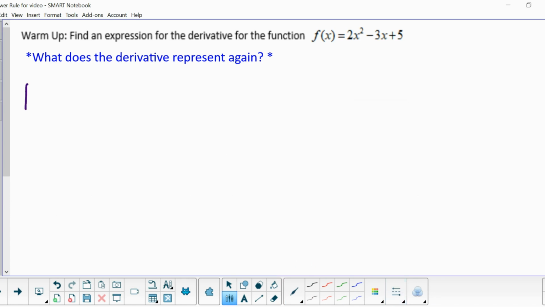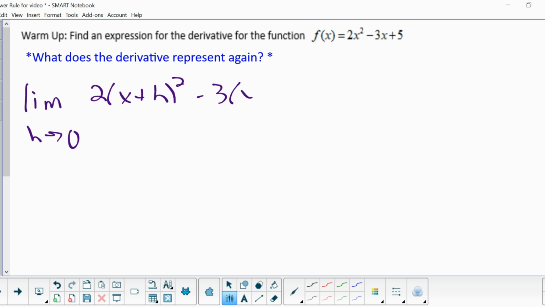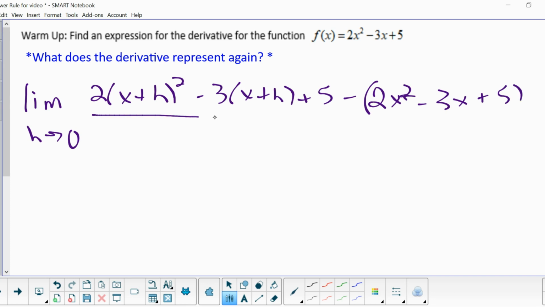So we're going to start with the limit as h goes to 0 of 2 times (x plus h) squared minus 3 times (x plus h) plus 5 minus the whole entire function, 2x squared minus 3x plus 5, all over h. So a lot of stuff to do to get this simplified. So I hope that you don't mind if I do some shortcut steps here. I'm going to square x plus h and multiply by 2 at the same time.